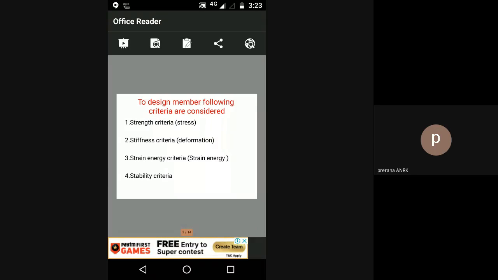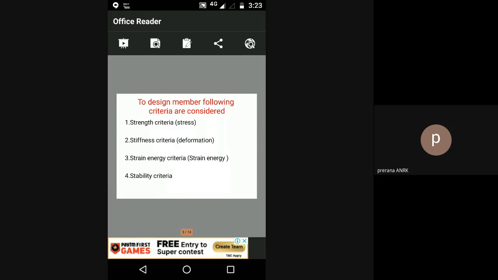And that deformation is compared with the permissible deformation. Suppose, for example, we design one member. That member can permit some amount of deformation. But if you apply the load on it, and the deformation produced in the member due to the external load is more than the permissible deformation, that member fails. That criteria is called the stiffness criteria.